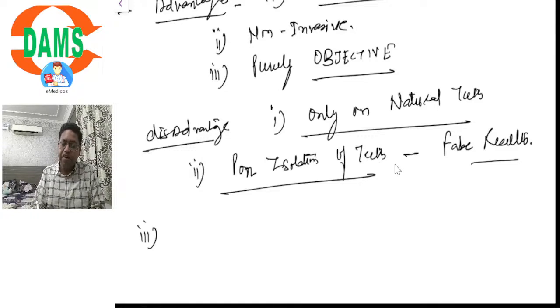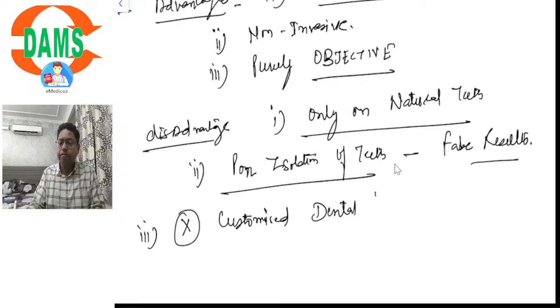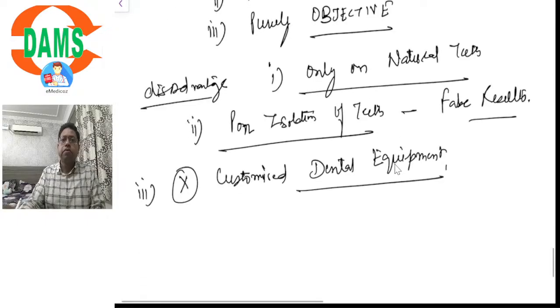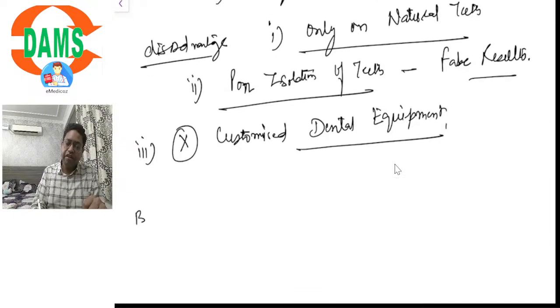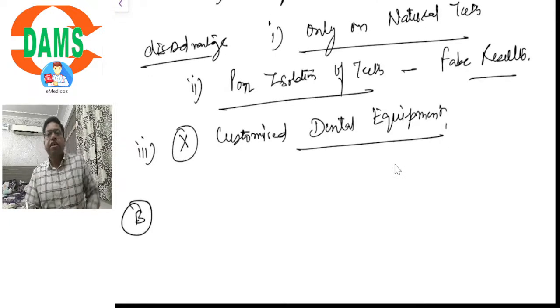And the third disadvantage is that there is no customized dental equipment. We are using the same machine that is available in medical practice for other parts of the body. So there is no customized dental equipment available in the market. That is a disadvantage. The second method of pulp vitality testing is pulse oximetry.